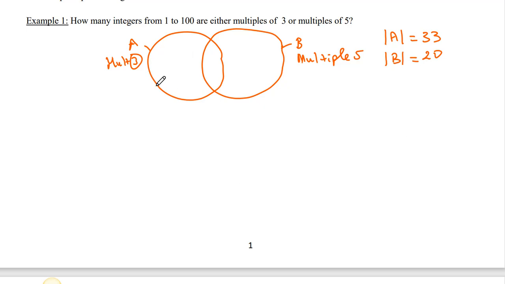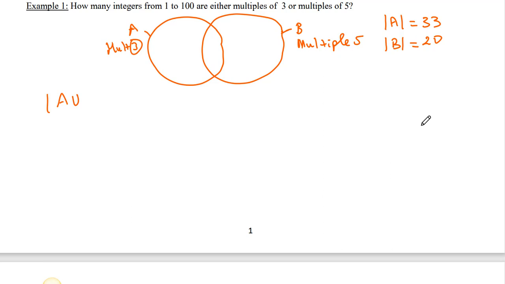So within this set A, I don't need to write all of them. I know there are 33 here and there are 20 here. So now the question: how many integers are either a multiple of 3 or a multiple of 5? Either means the question is asking for A union B. As we've seen and proved, the principle of inclusion and exclusion tells us A union B is A plus B minus the intersection. How many in A? We know there are 33. How many in B? 20. And the intersection, let's find out. How many are multiples of 3 and 5? That means a multiple of 15.